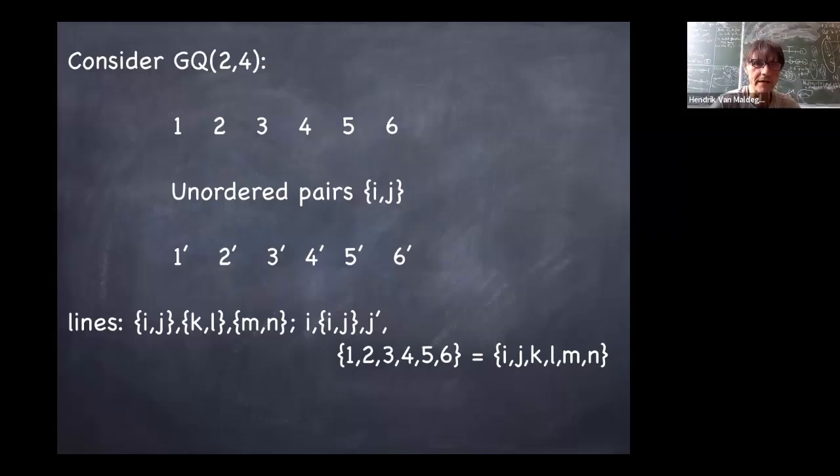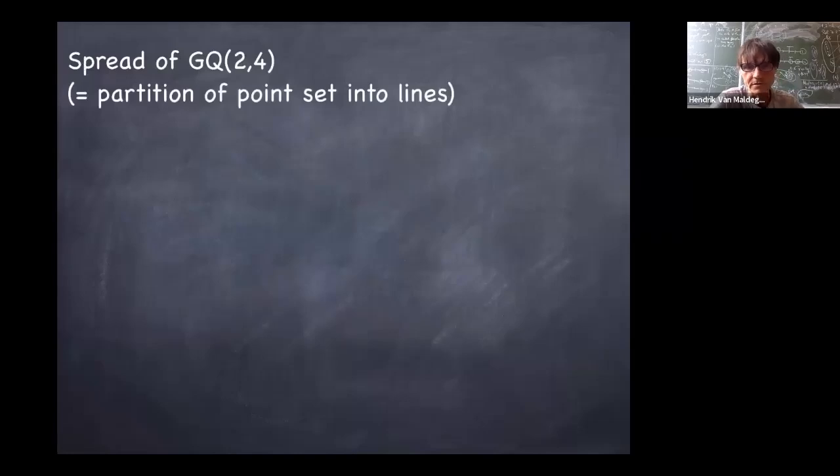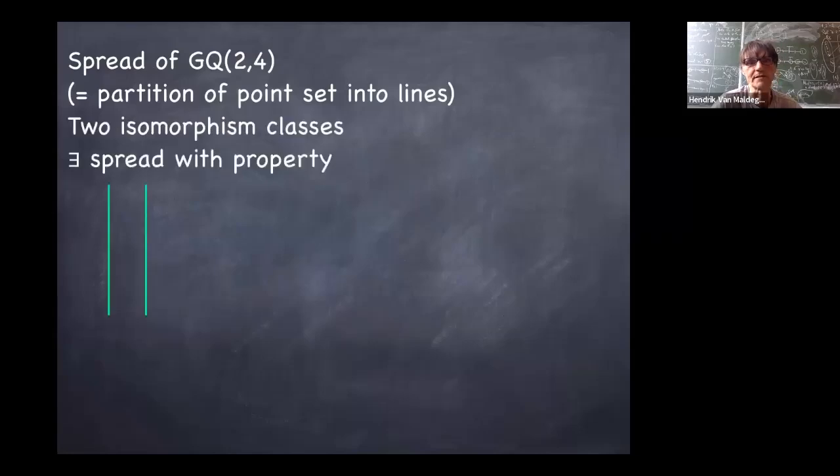And now this generalized quadrangle has a so-called spread. What is a spread? Well, a spread is nothing else than a partition of the point set into lines. Somebody called this once a spread, perhaps while having breakfast or so, but it's just a partition of the point set into lines. But this quadrangle has 2 isomorphism classes of spreads. So which one do I mean? Which spread do I take? It's important that I take the right spread. And well, there is a spread, it's called a Hermitian spread, but it is a spread with the following property.